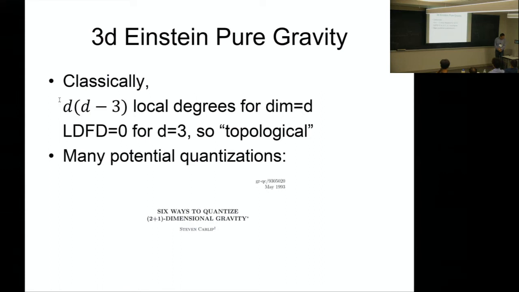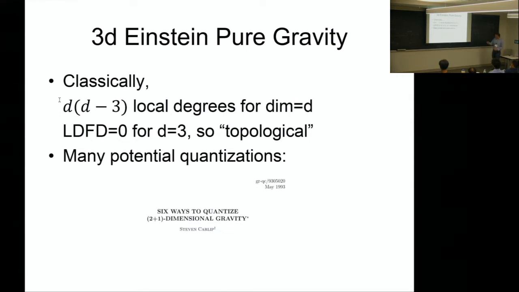So let me say a little bit about 3D Einstein gravity. It's a well-known thing, actually not easy for me to understand. I spent some time. If you count the classical degrees of freedom of gravity in d dimensions, it's a quantity d(d-3)/2. So if you plug in d equals 3, you get 0. That says there's no local gravitational degree of freedom. So therefore, gravity inside is rigid, and in that sense it's topological. There are no local things, just like Chern-Simons theory.